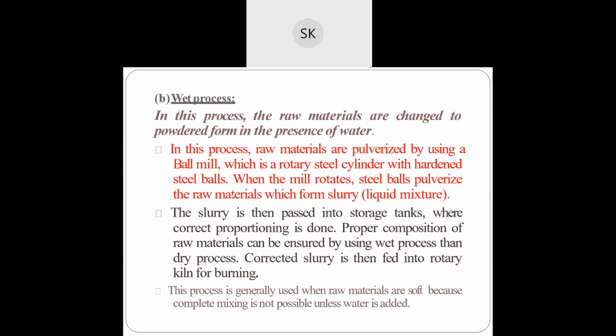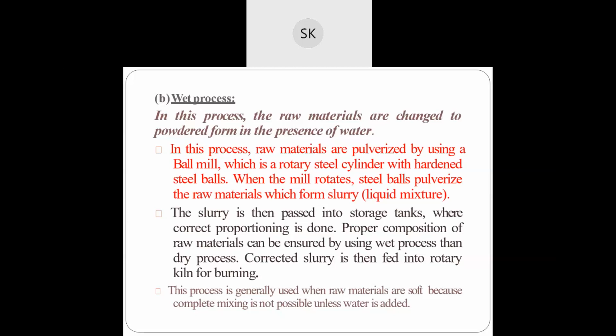Okay. The next is the wet process. In this process, the raw materials are changed to powder form in the presence of water. So in this process, raw materials are pulverized by using a ball mill. Pulverize means you mix all the dry materials in powder form with water, and you make a pulp of raw materials, in a rotary steel cylinder with hardened steel balls. When the mill rotates, the steel balls pulverize the raw materials, which forms slurry. That means liquid. It makes a liquid mixture.